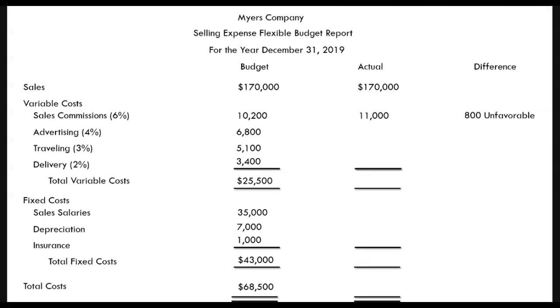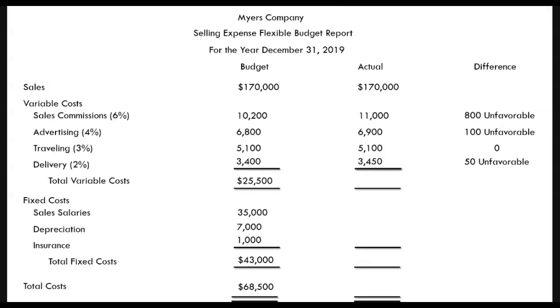Now for advertising, our budgeted amount for advertising was $6,800. Our actual was $6,900. Once again, our actual is higher than our budget, so it's going to be unfavorable by that difference of $100. Traveling, our budgeted amount was $5,100. Our actual amount was $5,100. So there is no difference. Then delivery, we budgeted for $3,400, and our actual was $3,450. So again, our actual is higher than our budgeted amount, so it's unfavorable for that difference.